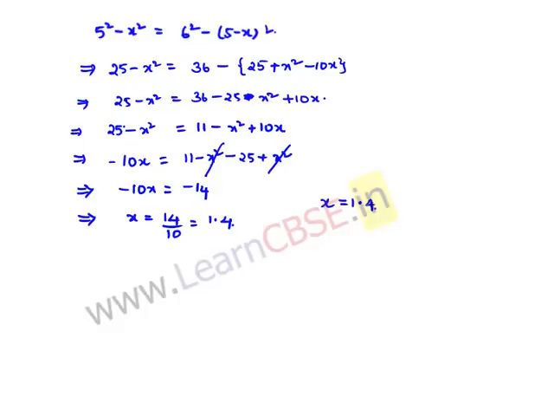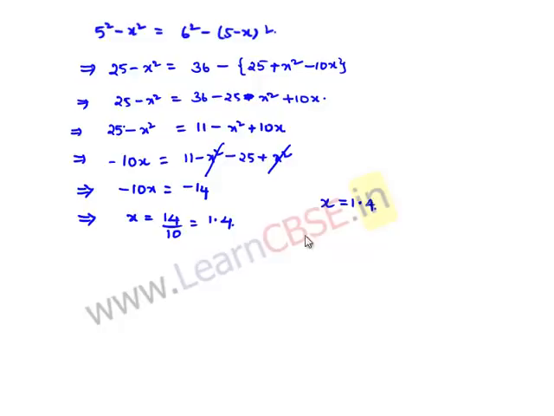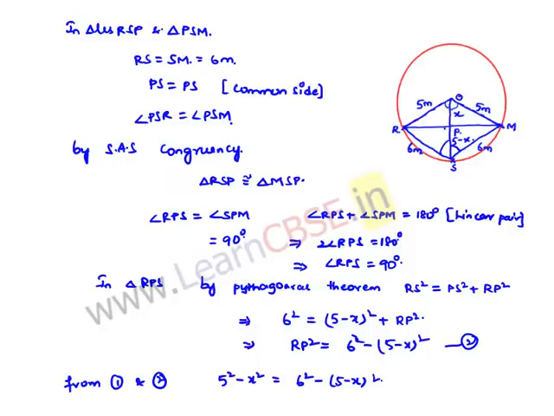Now by considering the figure, we got OP is equal to 1.4 centimeters and PS is equal to 5 minus 1.4, that is 3.6 meters. Let us find the length of RP and PM.